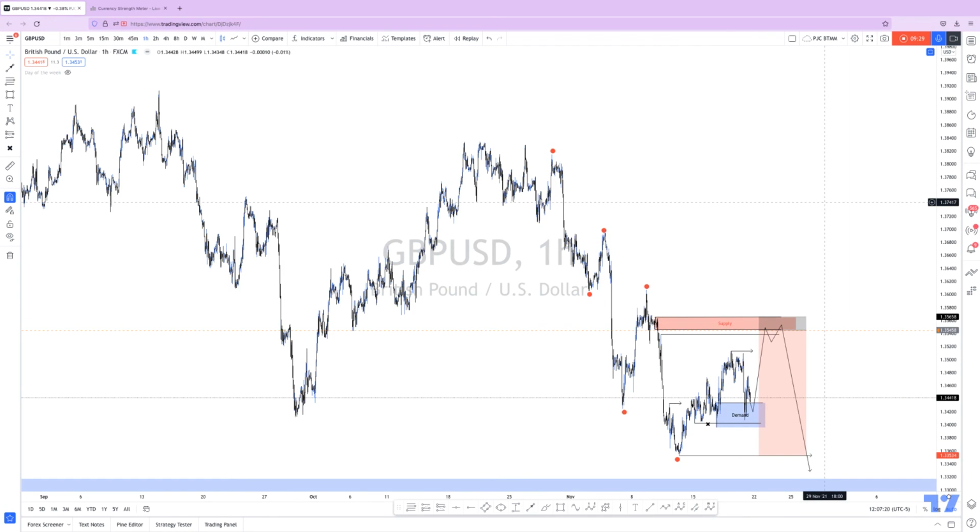Thank you. So we could expect this sell into our demand zone on the monthly time frame. So our risk to reward should increase. Our target could increase to this point. So thank you.